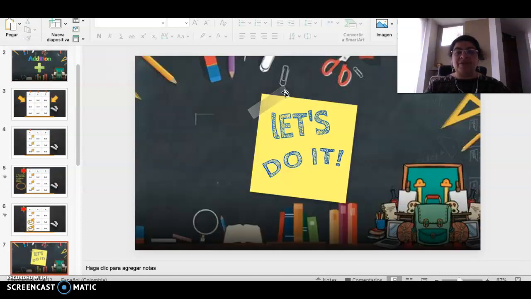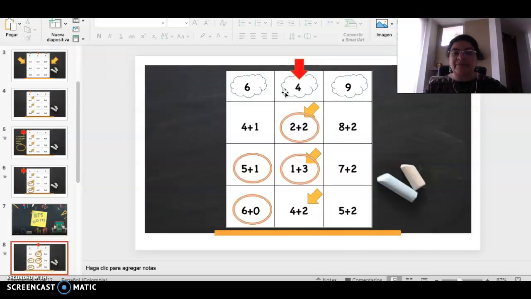Okay, let's continue. Now, what are we going to do? Let's do it together. You have at home some pages like those, and we will check right now. For that, you will need some pencils and colors. Let's continue with number 4. 4 is the result. Which of these corresponds to this number?